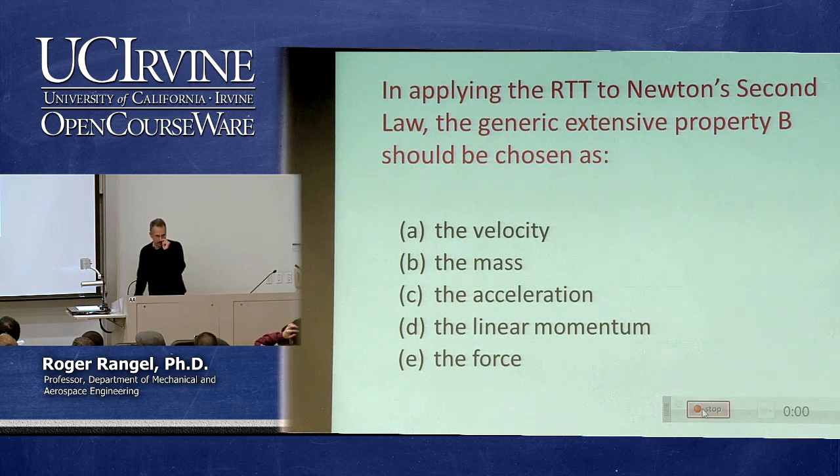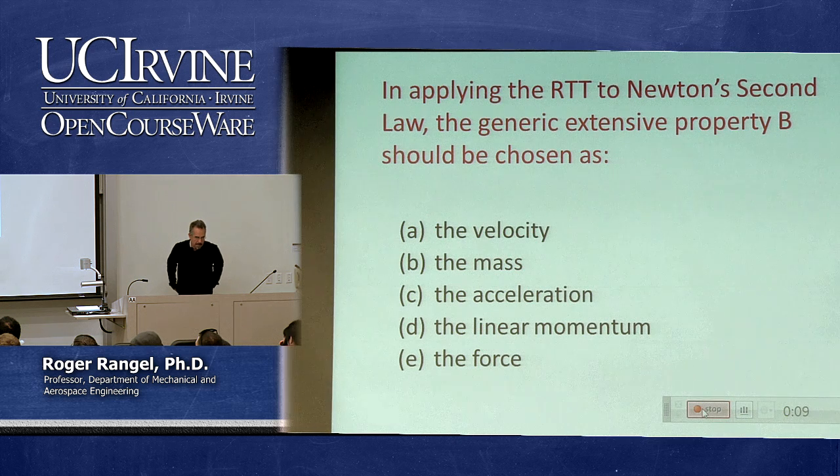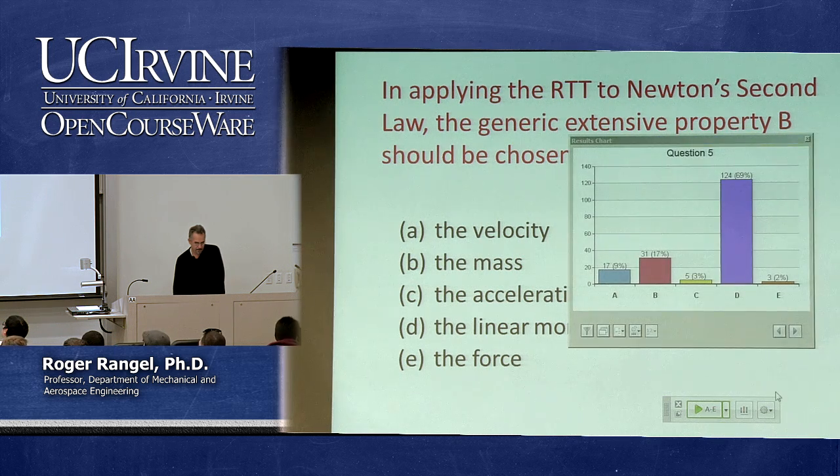Okay, in applying the Reynolds transport theorem to Newton's second law, the generic extensive property B that was used to derive the theorem should be chosen as A, B, C, D, or E. 3, 2, 1, 0. Yes, linear momentum. Okay, so most of you are on the boat.